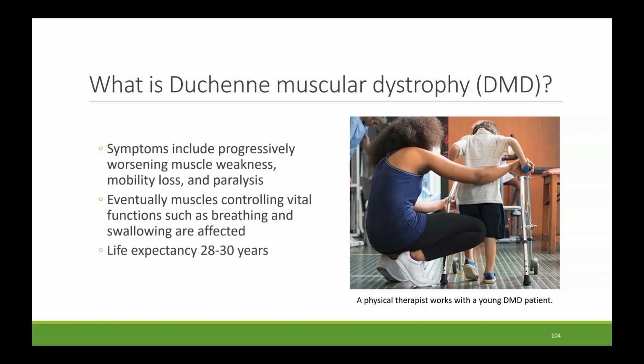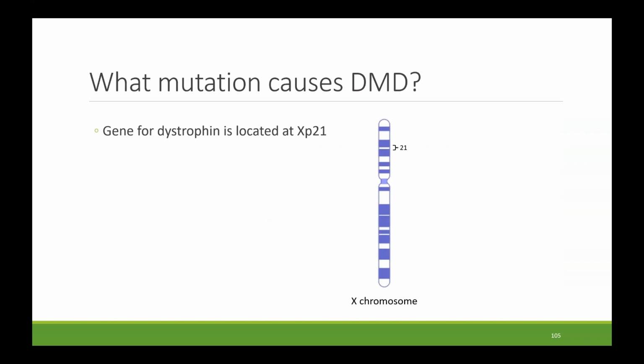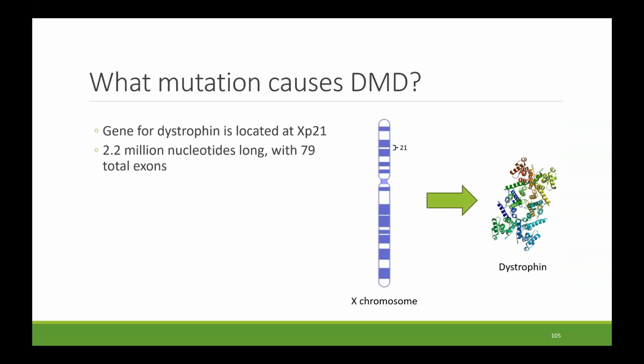So what mutation causes DMD? Well, the gene for dystrophin is located at Xp21. This means it's found on the X chromosome, one of the sex chromosomes, the p arm, and site 21. And the dystrophin gene is the largest human gene yet documented. It is 2.2 million nucleotides long, with 79 total exons that get stitched together during the processing stage. And together, they contain instructions for making this protein.